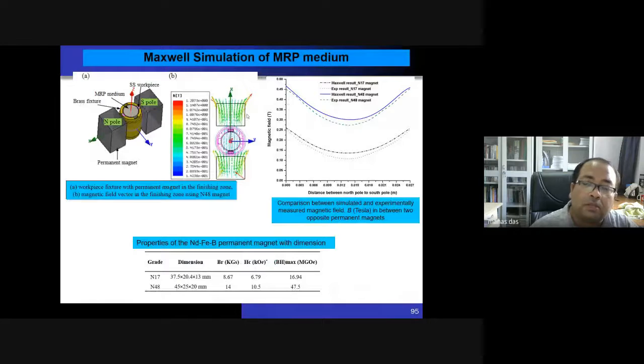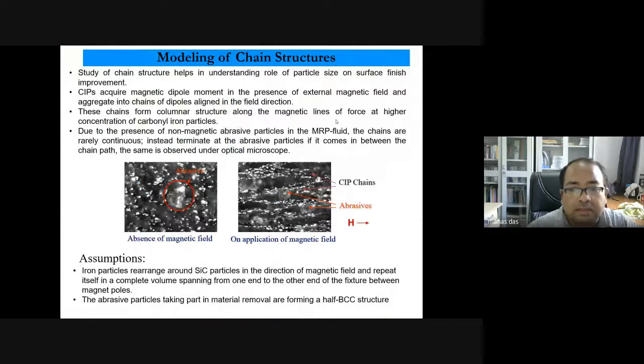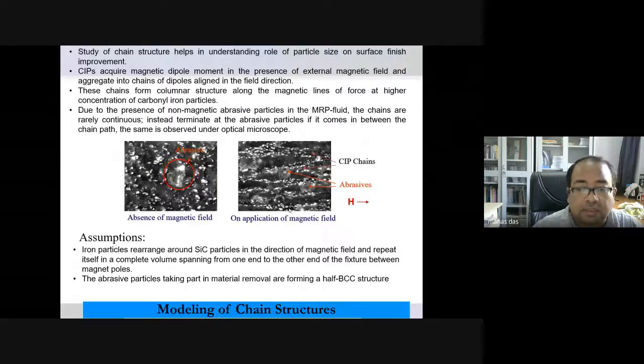This is the magnetic field contour plot, with the north pole and south pole. This is the workpiece fixture. It is filled with MR fluid, and it is validated with the experimental results. We can see here that the chain structure, which was randomly distributed, is now the CIP chain structure.